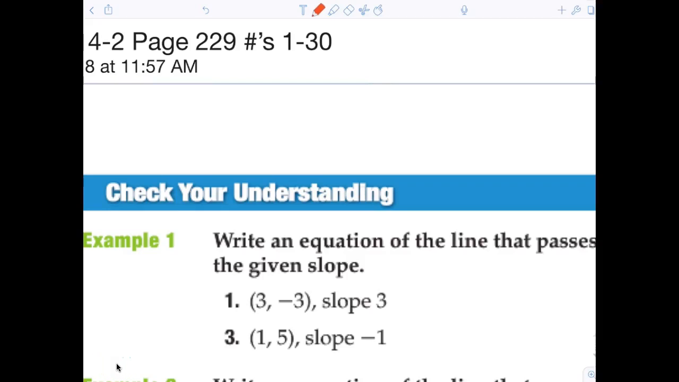Sorry, guys. Again, listen, so today we're just going to write the equation of the line, but today we're going to use a new form that is super important.